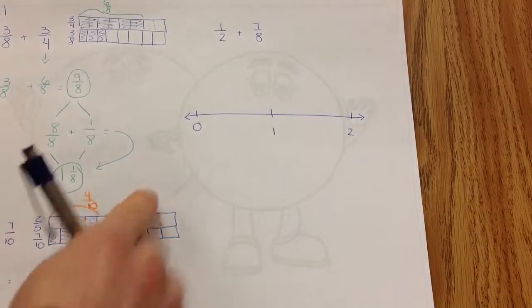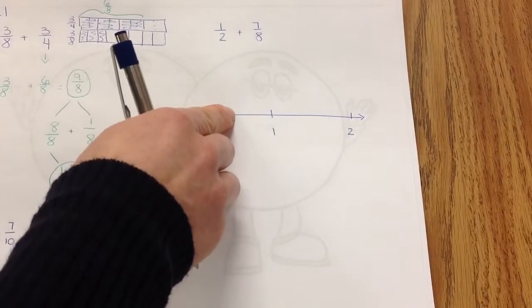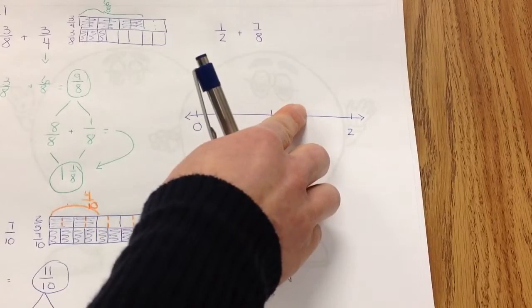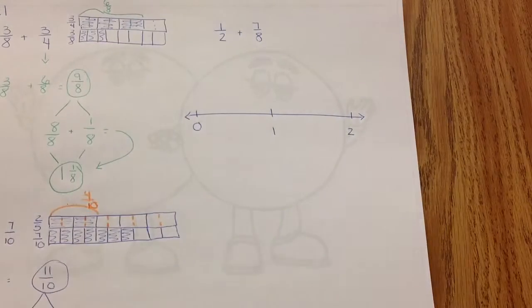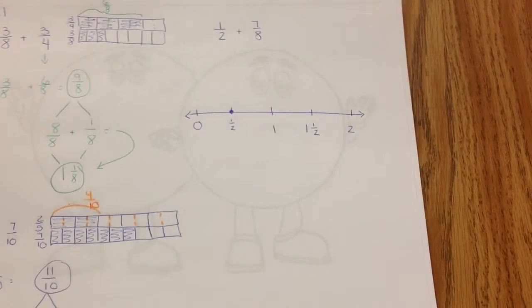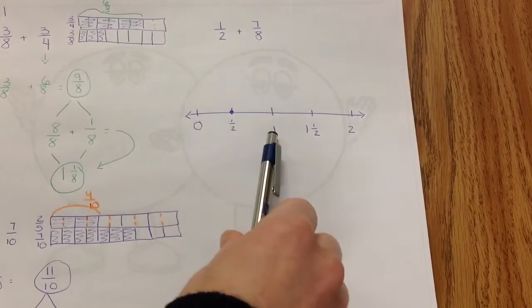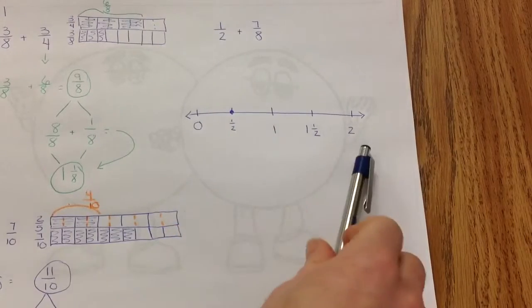What I'd like you to do is cut each of these in half first and plot your 1/2. Please pause while you do that. Hopefully yours looks like mine. You had a half halfway between 0 and 1, and 1 1/2 between 1 and 2.